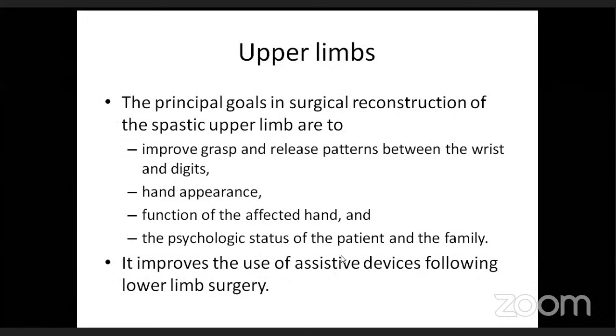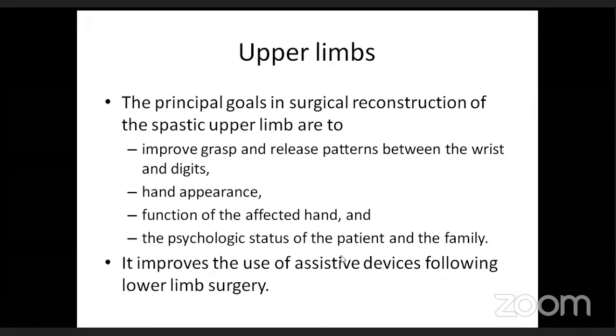Now in upper limbs, the basic aim is to improve the hand grip or to improve the dexterity as such, so that the child is able to hold on to some things when he is doing physiotherapy or occupational therapy. So the principal goals in surgical reconstruction of spastic upper limb are to improve grasp and release pattern between wrist and the digits, improve the hand appearance, function of the affected hand, and psychological status of the patient and the family. And it also improves the use of assistive devices following lower limb surgery.